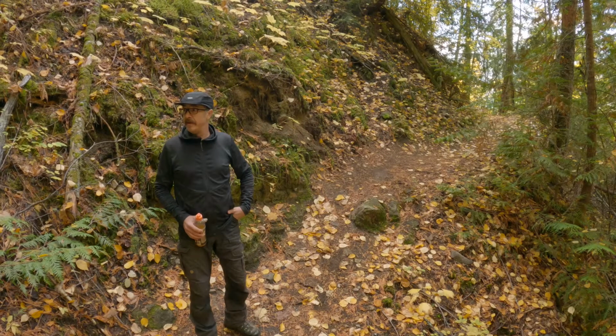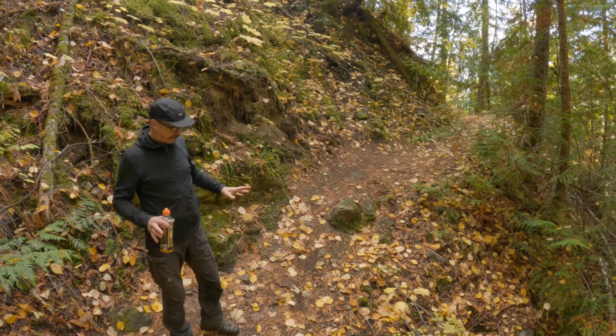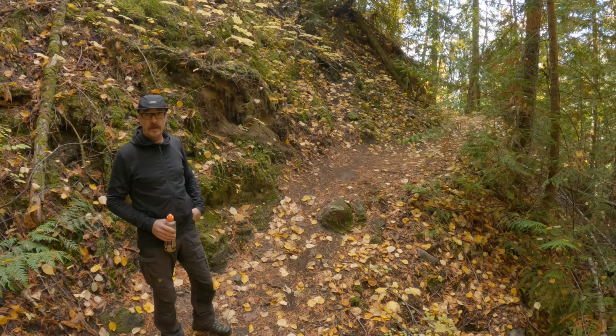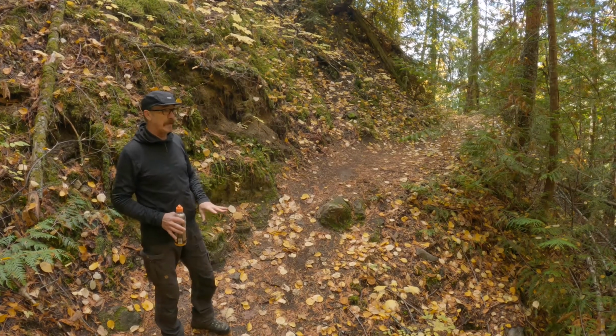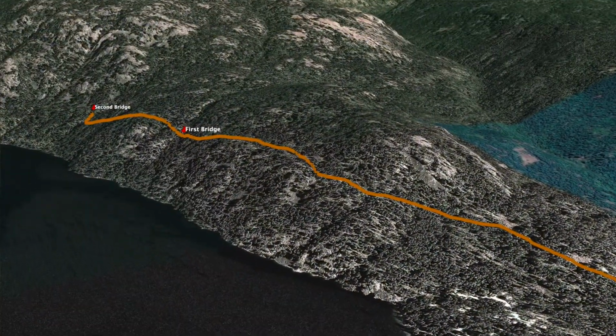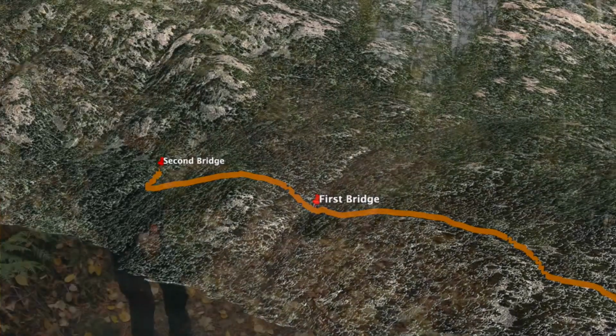Okay, YouTube friends, this is the scenario here. On this 12-kilometer long trail, there are 6 potential bridge locations that the client wants us to look at. On this trip, we're only looking at 2. And this is bridge 2 that we need to design, come up with some ideas, come up with a budget, construction plans, that sort of thing.